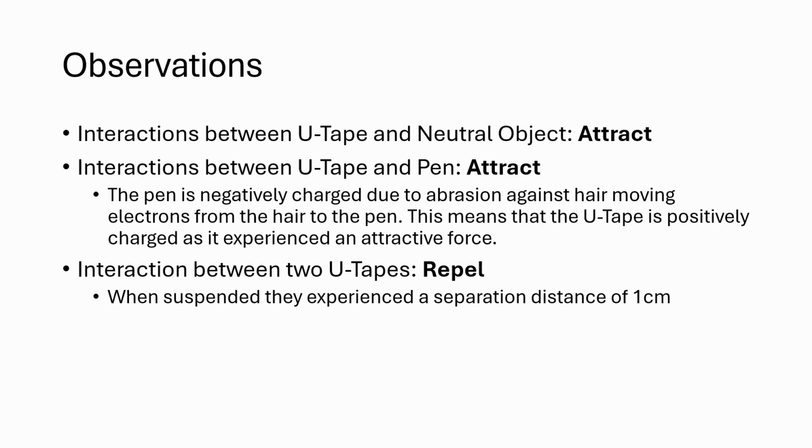The interaction between the U-tape and a neutral object is attracting through dipole forces. The interaction between the U-tape and the pen is attracting because the pen gains electrons through abrasion. This means that the U-tape being attracted to a negative object is positively charged. The interaction between the two U-tapes is repelling as they have the same charge, and when suspended, they have a separation distance of 1 centimeter or 0.01 meters.